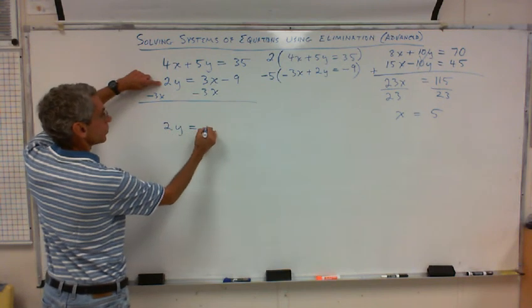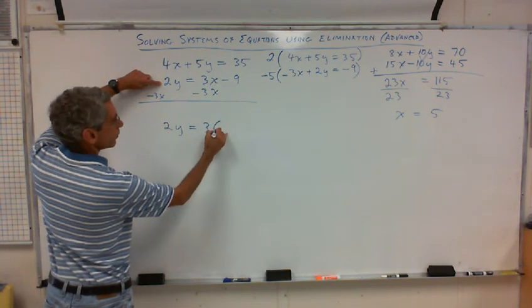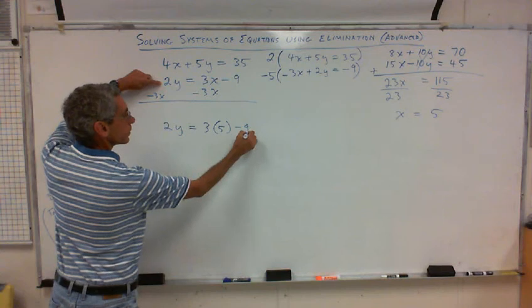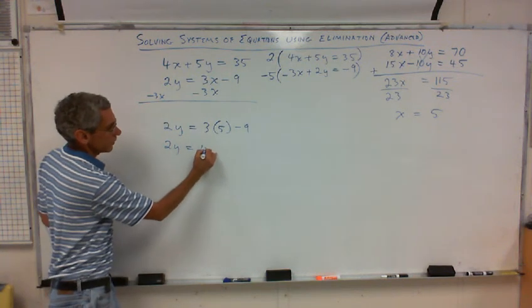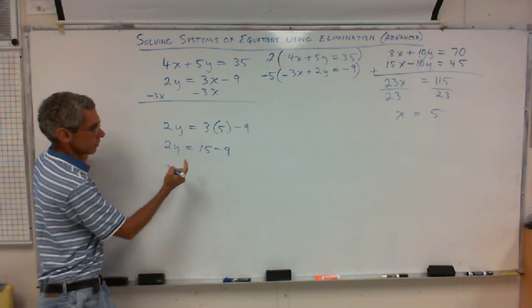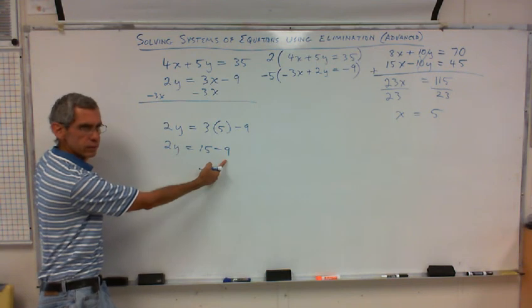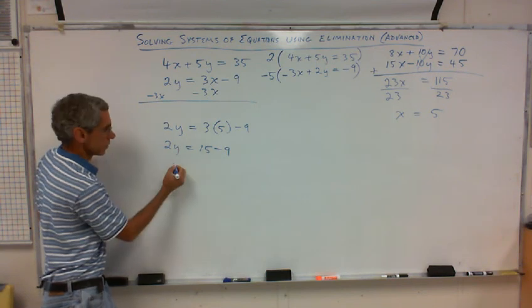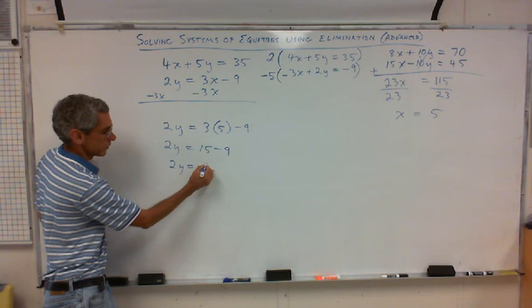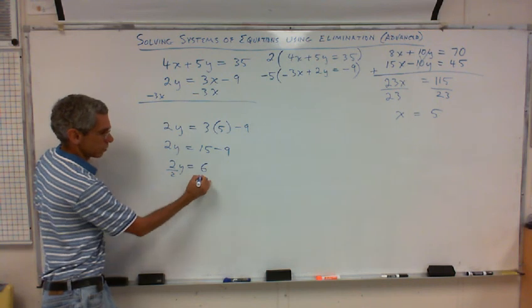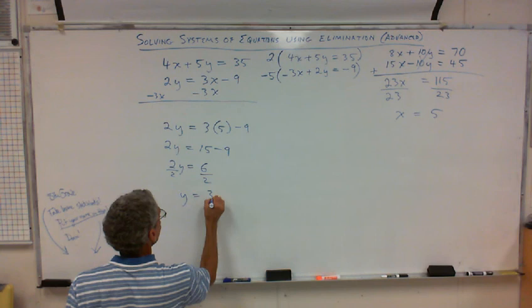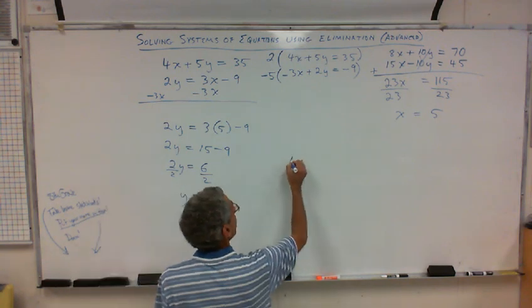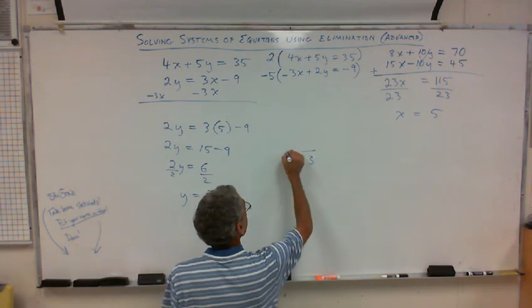2y is equal to 3 times 5 minus 9. So 2y is equal to 15 minus 9. 15 minus 9 is 6, right? Am I right? So 2y is equal to 6. Divide by 2, divide by 2, y is equal to 3. So my answer is 5, 3.